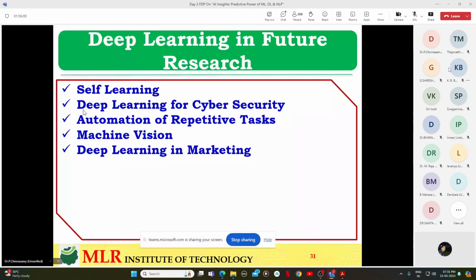And machine vision, right? As I told you, Iron Man concepts and all will be in future research only. No one is currently using them. But to my knowledge, China is going to release a machine vision tool for mobile phones as well as smart homes, because nowadays we should provide security for our homes, right? And in the future, deep learning will be used for marketing also.